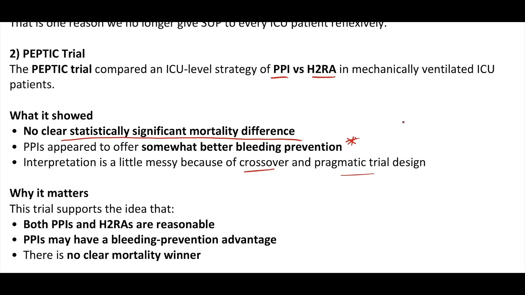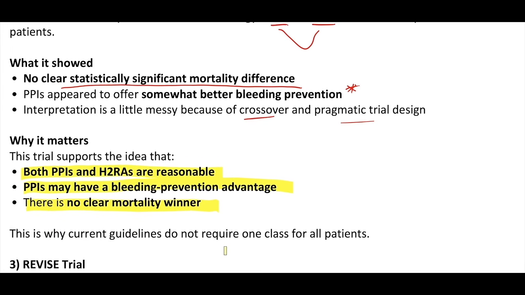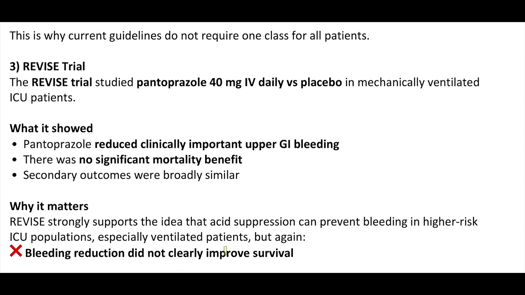But the summary here would be that the PEPTIC trial did not show a mortality difference between PPIs and H2 receptor antagonists. So this trial supports the idea that both PPIs and H2 receptor antagonists are reasonable. PPIs may have a bleeding prevention advantage, but there's no clear mortality winner. All right. And then the last trial, I think it's the last one we put in here.